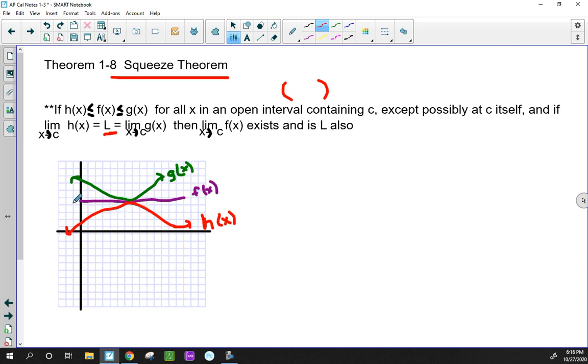I have basically squeezed another function in between two functions. If I'm asking you a question about the limit here, then the answer for the green one is going to be that location. The answer for the red one is going to be that location, which basically means the purple is going to have the same answer.